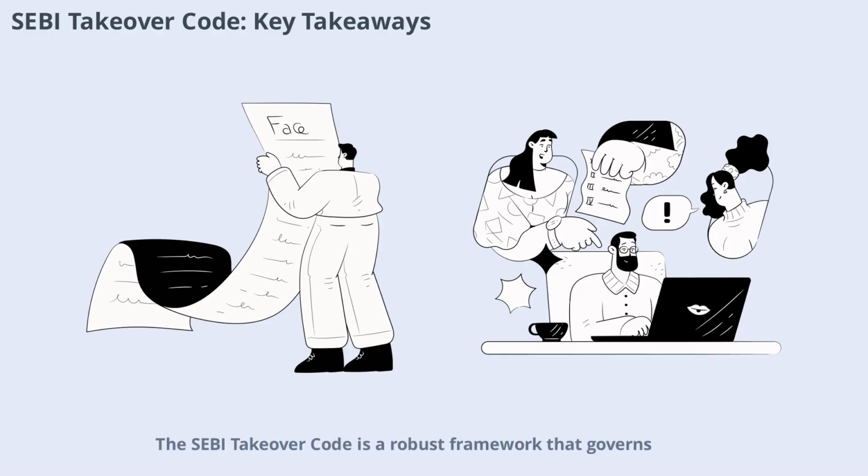SEBI Takeover Code is a robust framework that governs every aspect of mergers and acquisitions involving listed companies in India. Its trigger thresholds, open offer process, pricing rules, and exemption framework work together to protect public shareholders and maintain market integrity. Staying updated with amendments and SEBI notifications is essential for compliance.